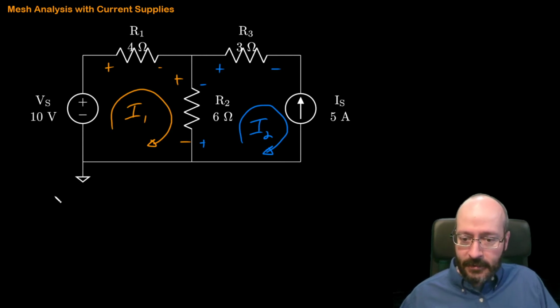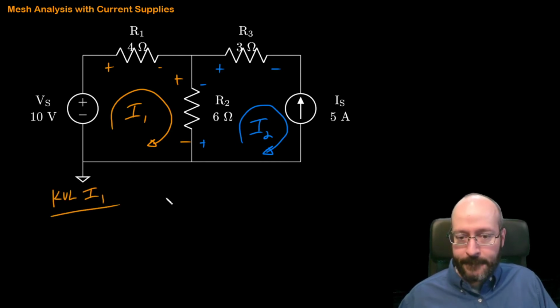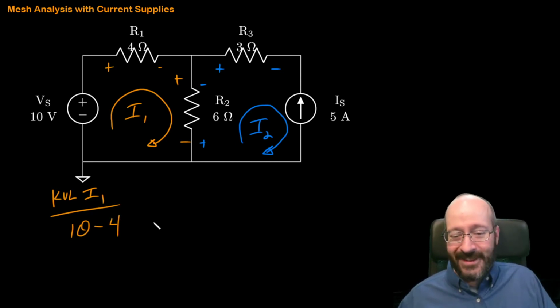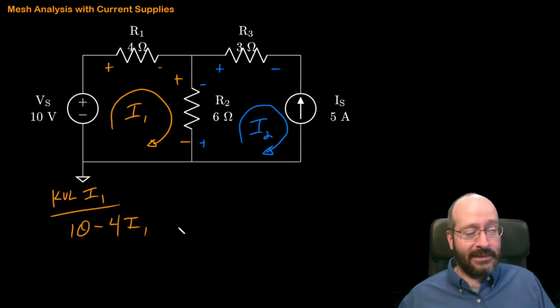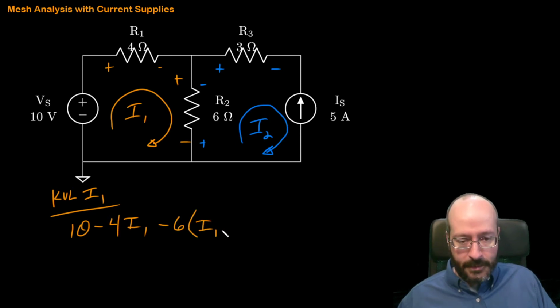Let's see here. So let's write our KVL for I1. And I'm going to go up 10 volts. I'm going to go down across the 4 ohm. I'm moving faster now, right? Because you're getting better at this, I hope. And then I'm going to go down across the 6 ohm, I1 minus I2.